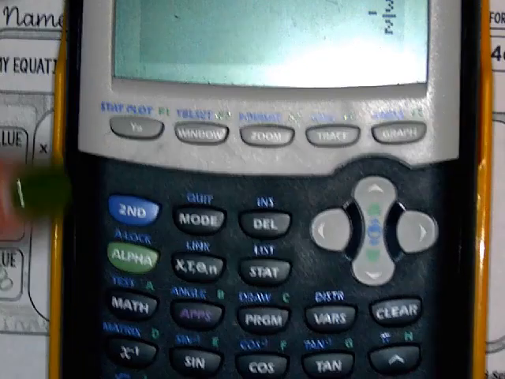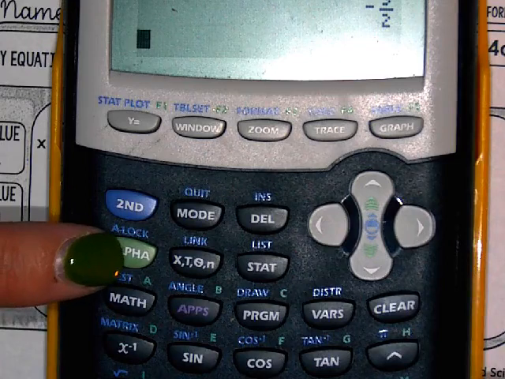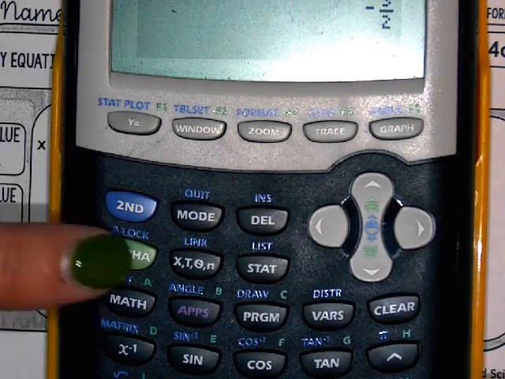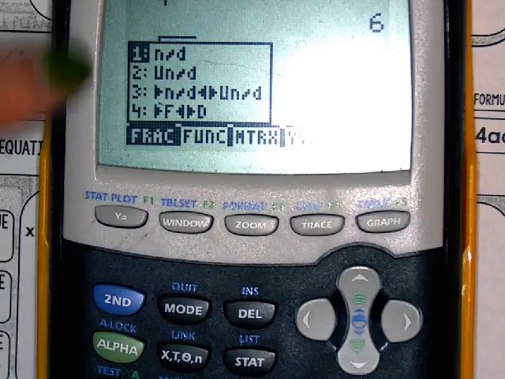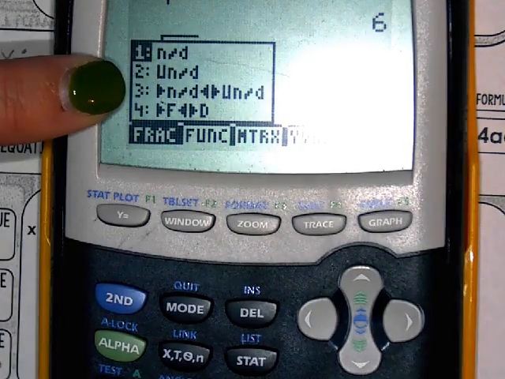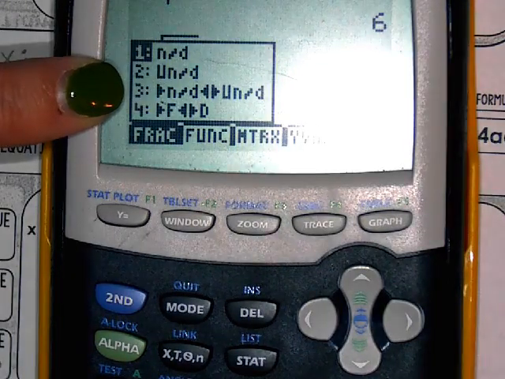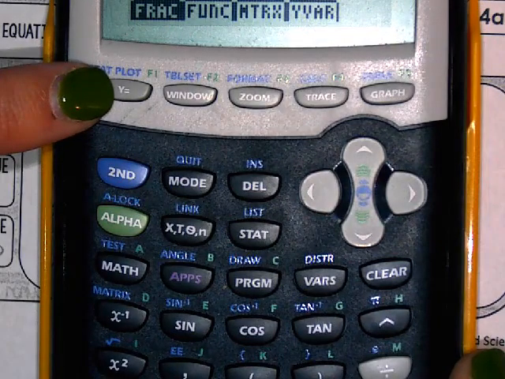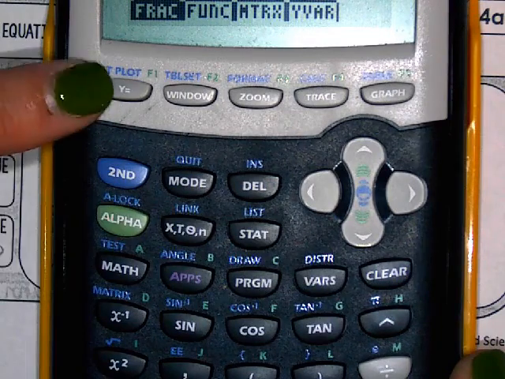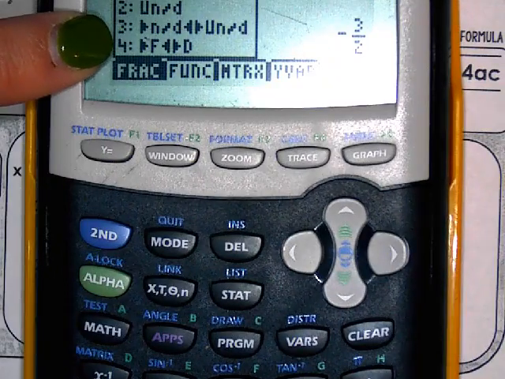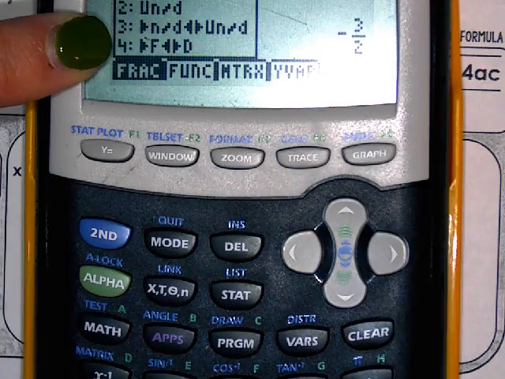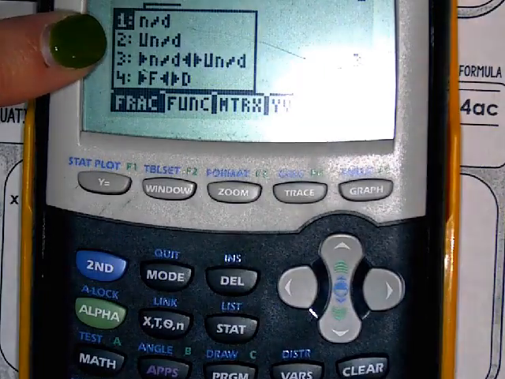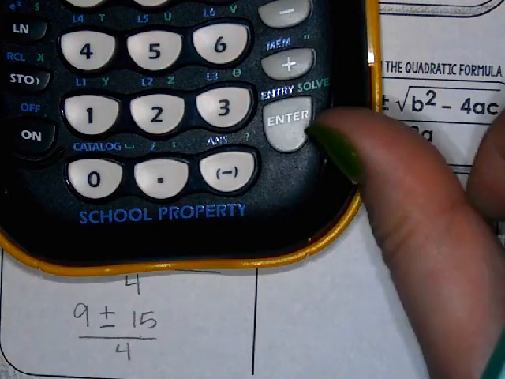So to type the fraction in, we hit the green button and then the y equals button. So green button, y equals button, and then this little screen should pop up. Y equals is right up here. So I did green button, y equals, and then this little screen pops up right here. And then once this little screen pops up, you press the enter button, which is right down here in the corner.